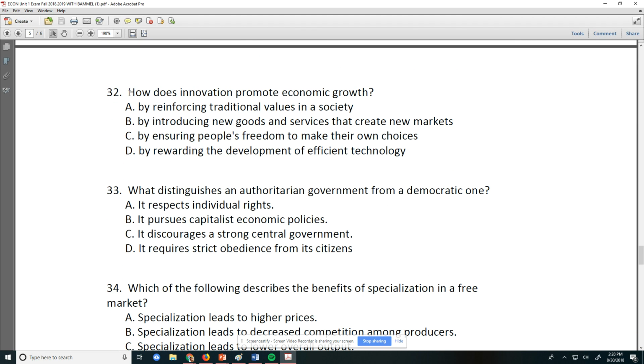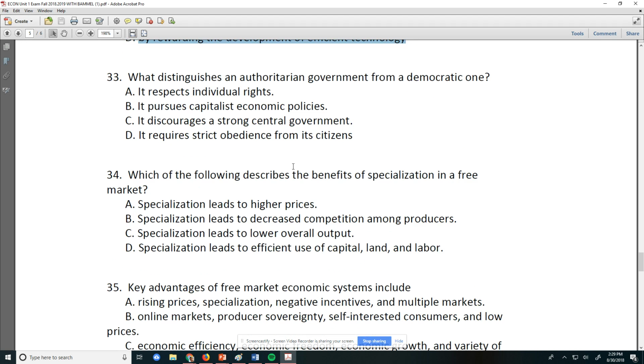32. How does innovation promote economic growth? A, by reinforcing traditional values in a society. B, by introducing new goods and services that create markets. C, by ensuring people freedoms to make their own choices. Or D, by rewarding the development of efficient technology.